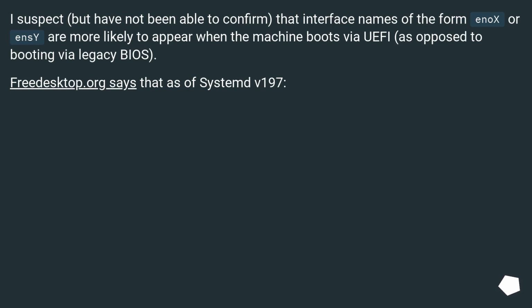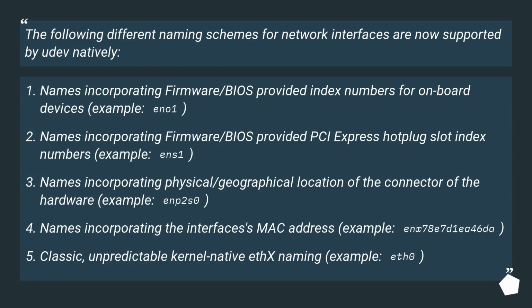FreeDesktop.org says that as of systemd v197, the following different naming schemes for network interfaces are now supported by udev natively. Names incorporating firmware/BIOS provided index numbers for onboard devices, example, eno1. Names incorporating firmware/BIOS provided PCI Express hot plug slot index numbers, example, ens1. Names incorporating physical/geographical location of the connector of the hardware, example, enp2s0. Names incorporating the interface's MAC address, example, enx7087d1ya46da. Classic, unpredictable kernel native ethX naming, example, eth0.